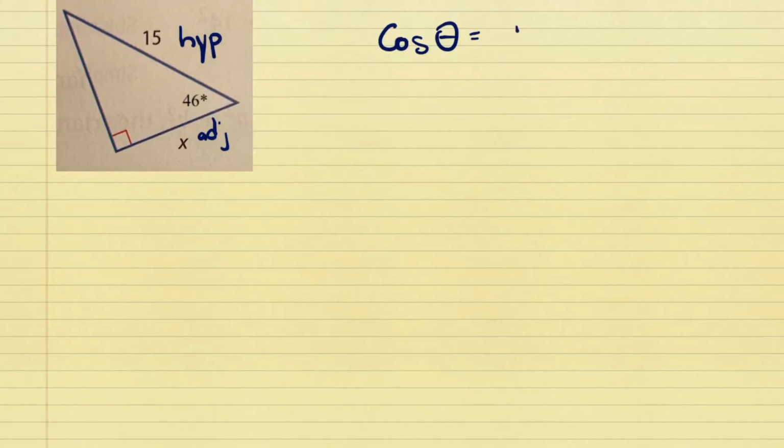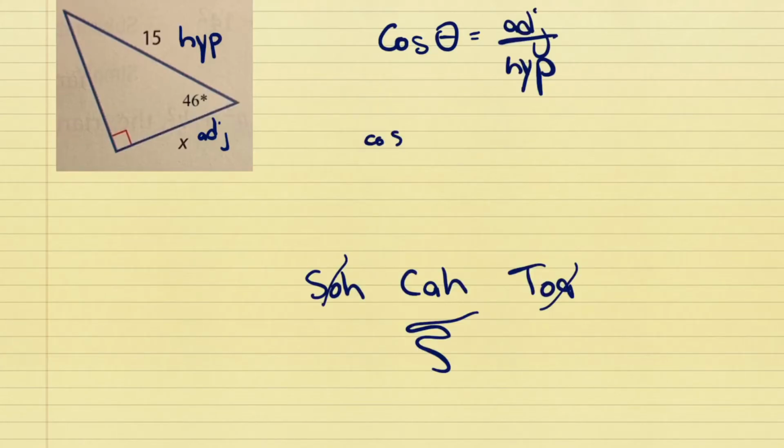But again, plugging in my numbers here, cosine of 46 degrees is the adjacent wall over the hypotenuse. So it looks like on this one, the x is on the top. This is one I was kind of talking about earlier. If x is on the top, you have to multiply this bottom number across. So the x is going to stay, the 15 will go across and be multiplied on cosine of 46.